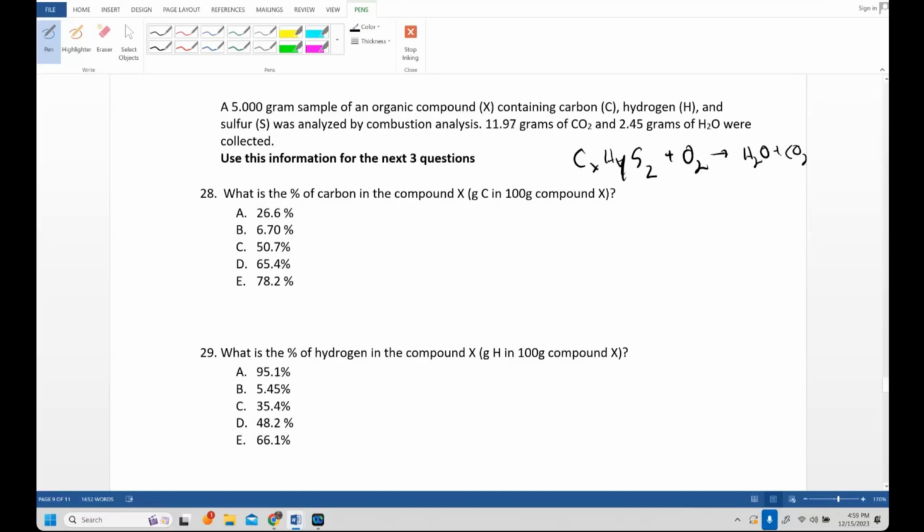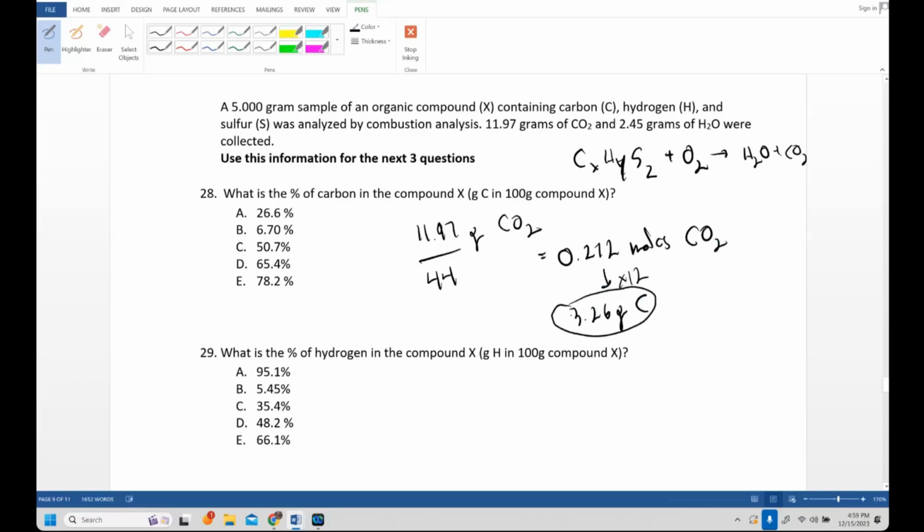So anyway, with this being said, we know that we have 11.97 grams of CO2. We can divide this by 44, which is the molar mass of CO2, to come up with 0.272 moles. This is the moles of CO2, which also equals the moles of carbon, because it's a 1-to-1 ratio of carbon to CO2. So now from this moles, we can multiply it by 12, and we get 3.26 grams of carbon. This is the amount of carbon in the original sample.